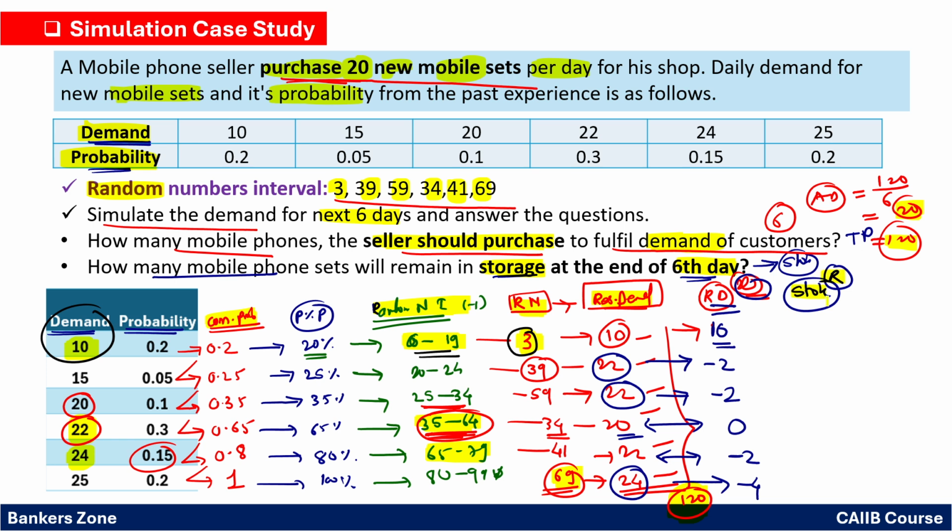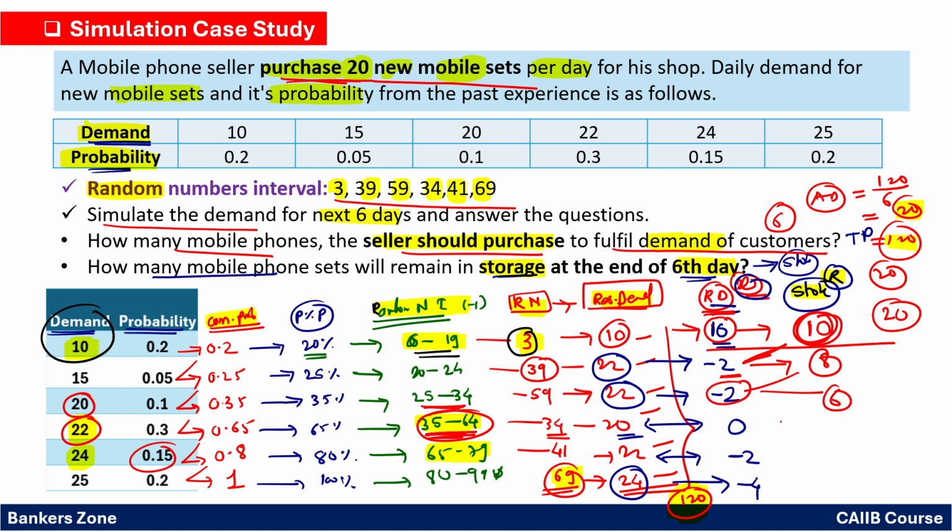To find the remaining stock, 10 is the remaining demand. So 20 we are purchasing, 10 we are selling, so at the end of the first day we will have remaining 10, right? Now we are purchasing again on the second day. At the end of the first day we have 10 in stock. On the next day, minus 2 is our demand, so remaining will be 8. On the next day, 2 is the demand, so remaining will be 6. On the next day, remaining demand is 0, so 6 will be stock. On the next day, 2 will be the demand, so remaining will be 4.